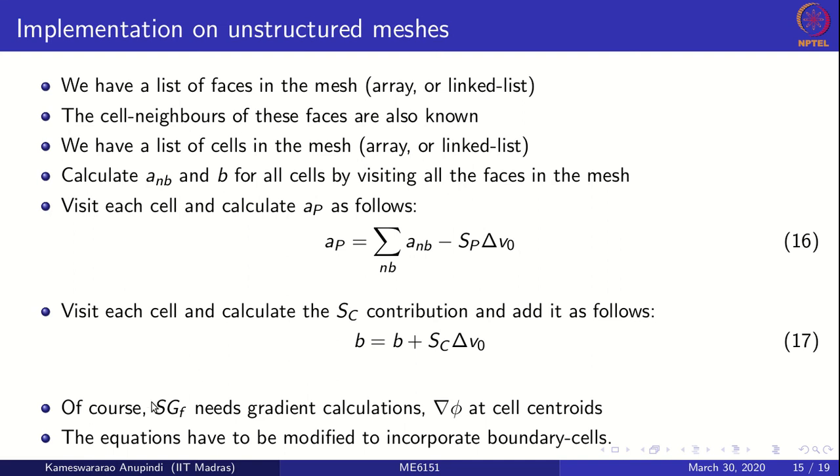Now, of course, the secondary gradient F needs gradient calculations, and grad phi at cell centroids. These were already calculated before we go to this step, right? Because you already know grad phi before this step, and then using grad phi you have calculated SGF, and then you populated A and B and so on, right? Now, of course, these equations have to be modified if you incorporate the boundary cells, right? If you have to incorporate the Dirichlet boundary condition or Neumann boundary condition, these have to be changed. I think that we understand. Okay, fine. So that is the overall algorithm.